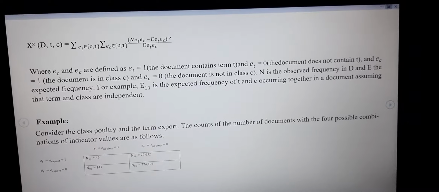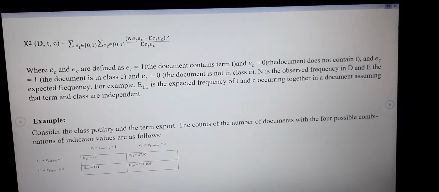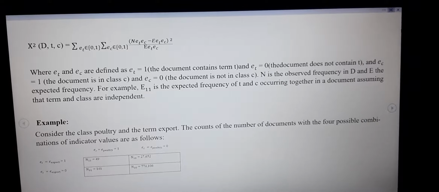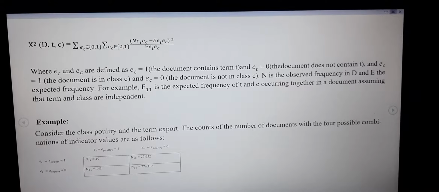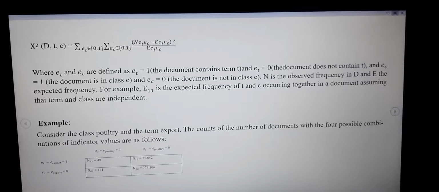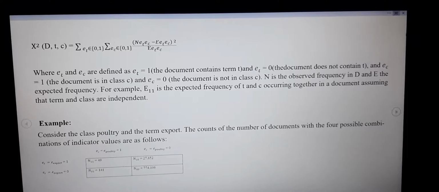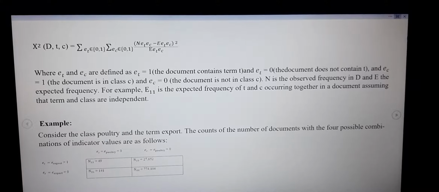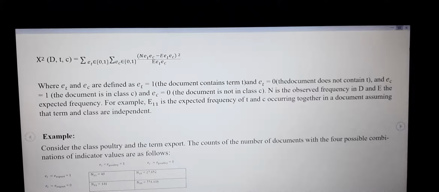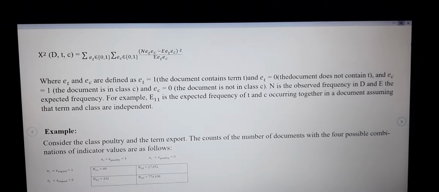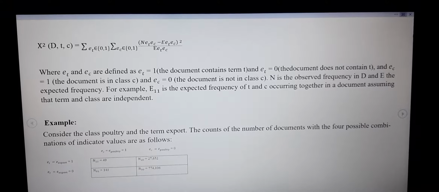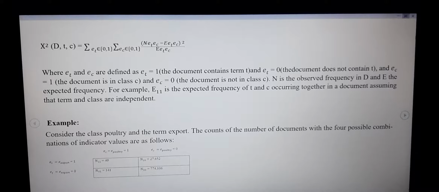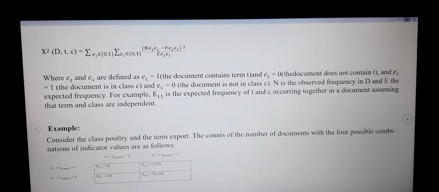If e_t equals 1, the document contains the term t, and if e_t equals 0, the document does not contain the term t. Similarly, if e_c equals 1, the document is in the class, and e_c equals 0, the document is not in the class. N is the observed frequency in D, and E is the expected frequency. For example, E11 is the expected frequency of t and c occurring together in a document, assuming that the term and the class are independent.